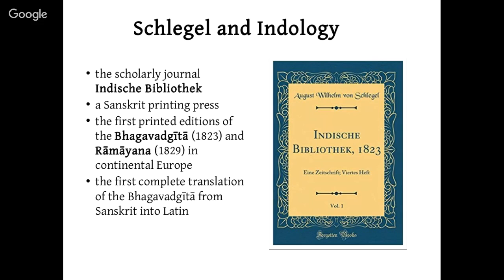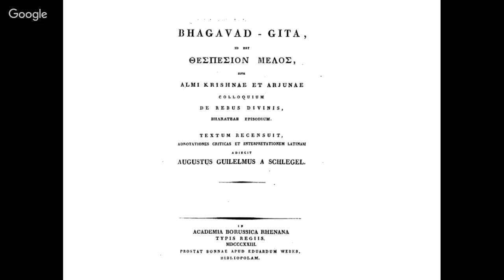So in 1823, Schlegel published the Latin translation of the Bhagavad Gita. This was part of the series known as the Indian Library, which also included Latin translations of part of the epic Ramayana and the Hitopadesha. When we talk about the Bhagavad Gita and its reception, it is important to note that German philosophers took it as the quintessential statement of Indian philosophy. This is the front page of the first edition of Schlegel's translation of the Bhagavad Gita.